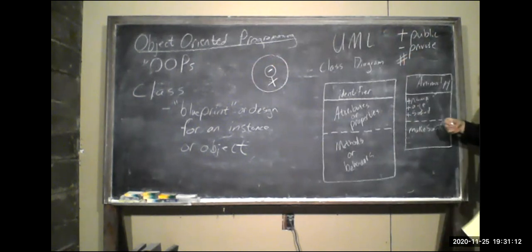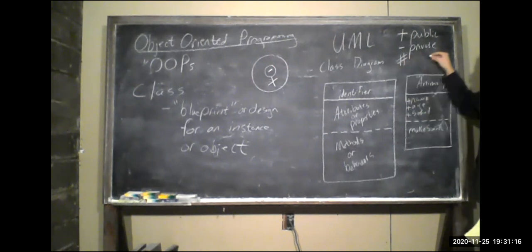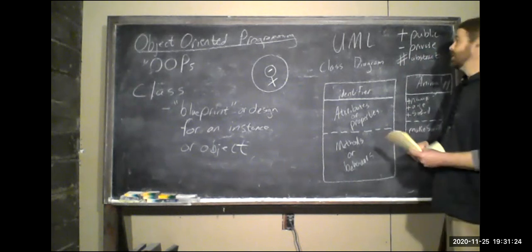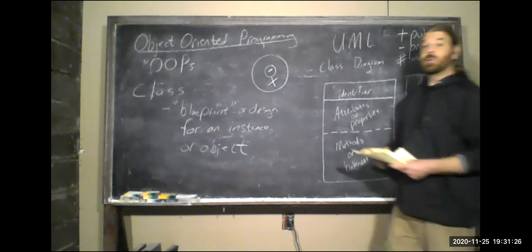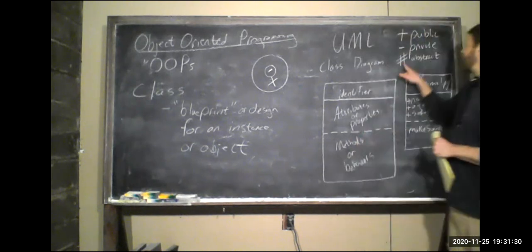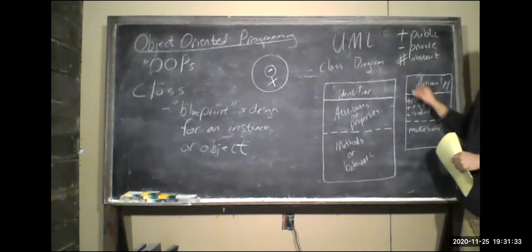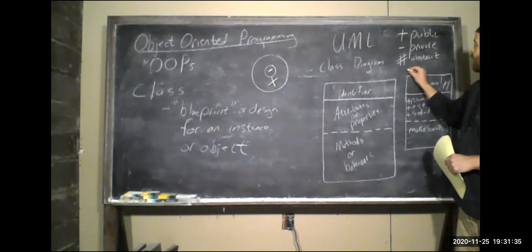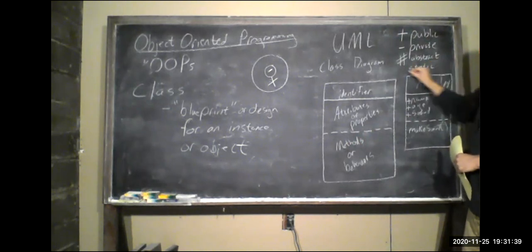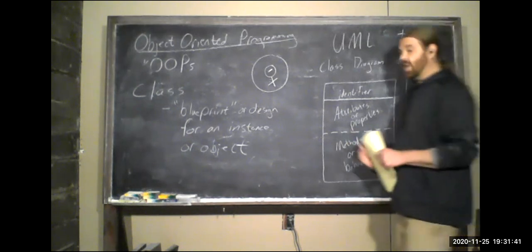The pound sign or hashtag represents abstract, which you will see in abstract or virtual, depending on what class you take for your 200 level. You'll see that there. And static, if we have static things, we underline them.